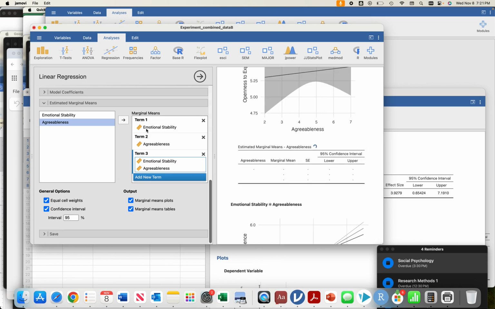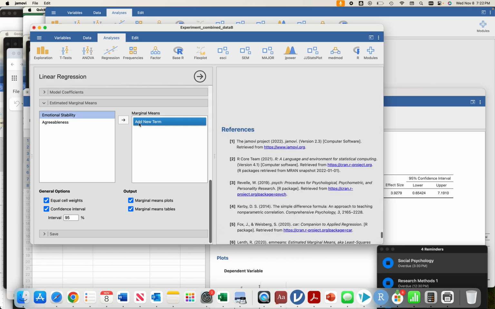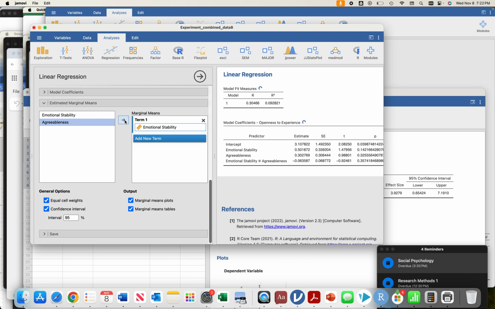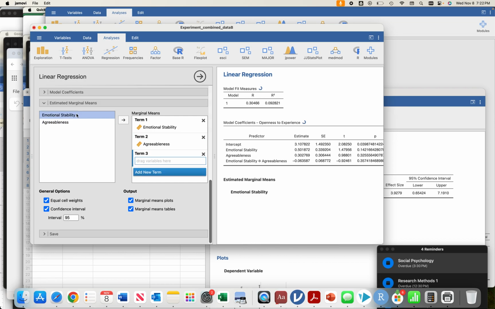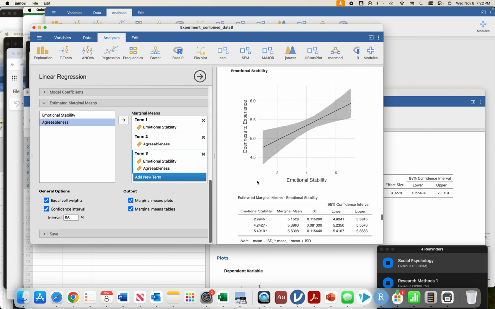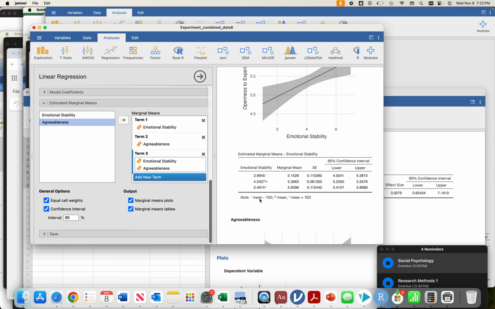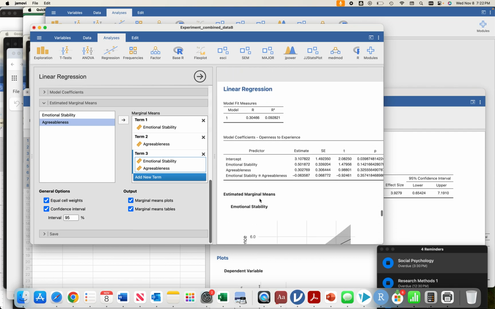So what I did here, I'm just going to undo all of this and show you what I did. I wanted to get a graph of my main effect of emotional stability. That's term 1. I want to get a graph of my main effect of agreeableness on openness to experience. That is graph 2. And I want to get an interaction graph. It really doesn't matter which one you put in first. There's no rhyme or reason to that. So we got a whole bunch of things output, and I'll talk about them here in a second.